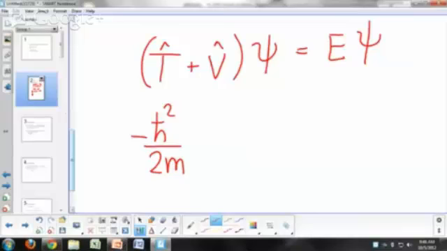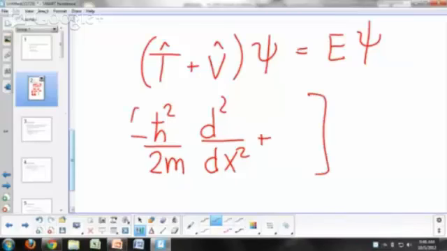what's the next one? Okay, the second derivative with respect to x. And what's our potential energy operator? What's the potential energy inside the box? It is 0. So the potential energy operator is just a multiplicative operator. In this case, we multiply by 0 whatever it operates on. So that's your Hamiltonian operating on psi, gives you back E psi.